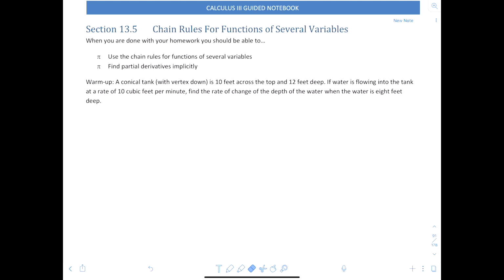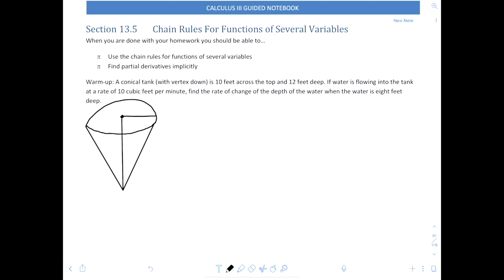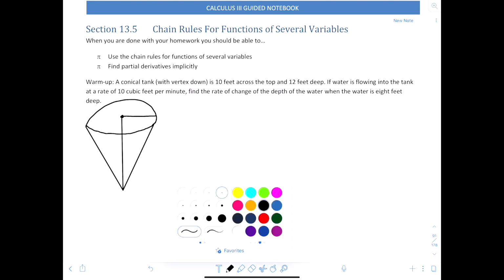All right, let's see how you did. So what do we have going on here? We have this conical tank, right? And then you've got your radius, and that of course is your radius when full, right? And this here would be your height when full. But at any given time, couldn't you have another situation?